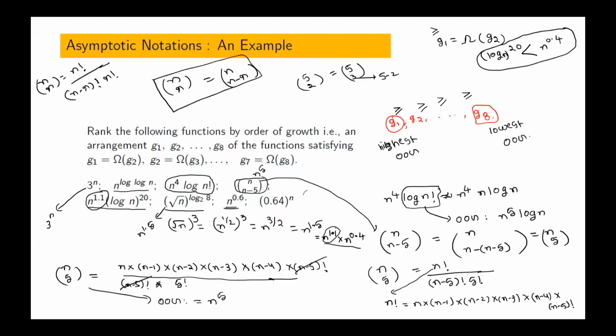0.64 whole power n. What can we say about its order of growth? Is it more than 0.6 or less? No, but it is 0.64, less than 1, so it will go on reducing. That example we also discussed in the previous class. Base is between 0 and 1, so it converges to 0. Lower order.